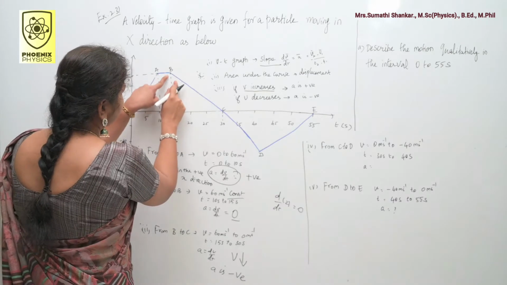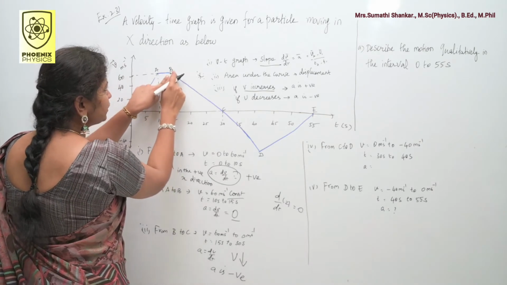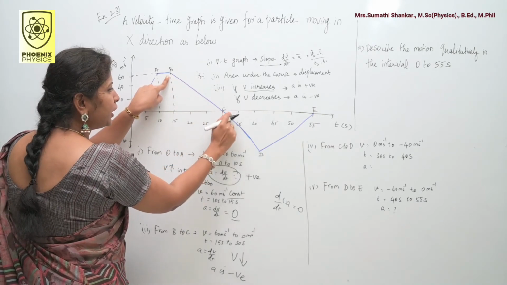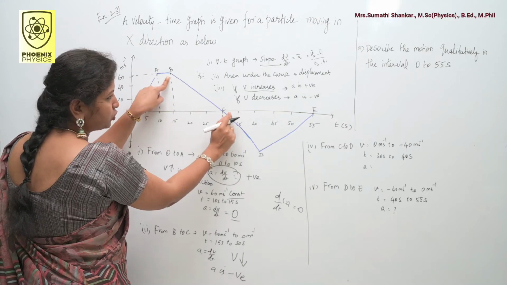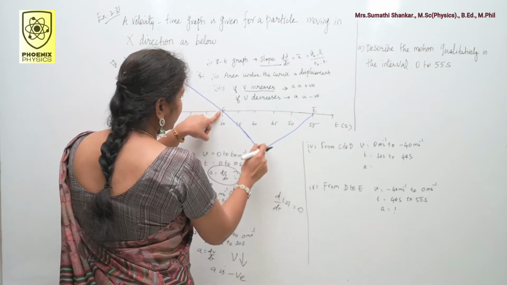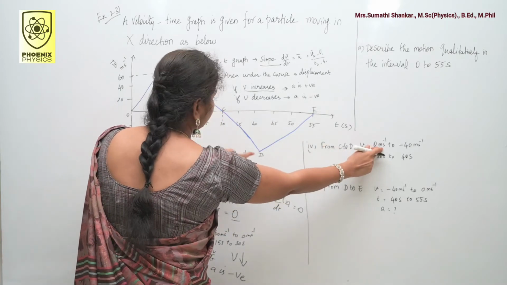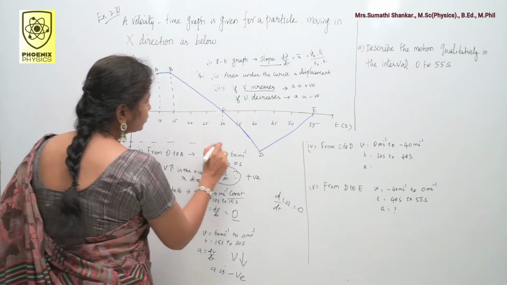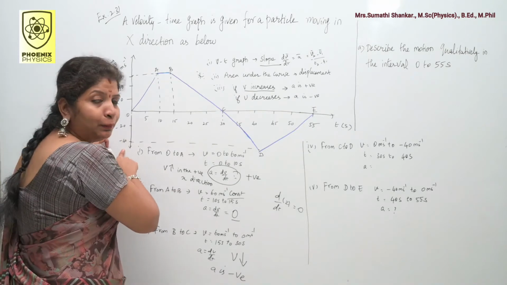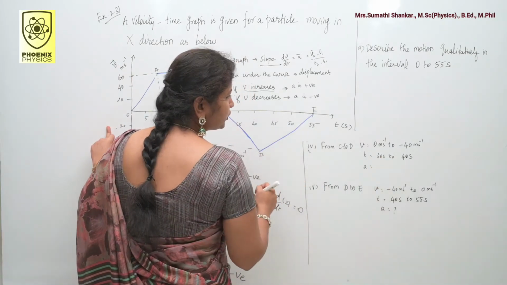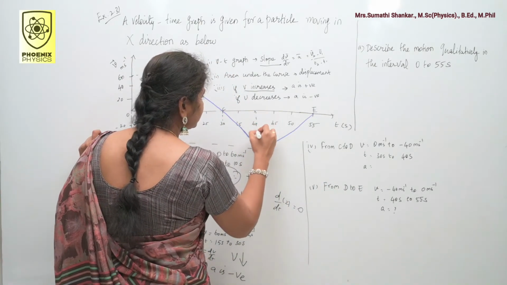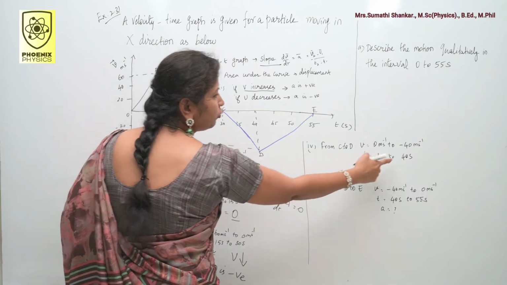So here the particle starts at 60 m/s, decreases slowly and reaches C at 0 m/s. From C to D. So this is my C and this is D. So velocity goes from 0 m/s to here minus 40 m/s. Here velocity is in the negative direction, minus 40 m/s, and t, this is 30 seconds, and here D's corresponding time is 40 seconds.